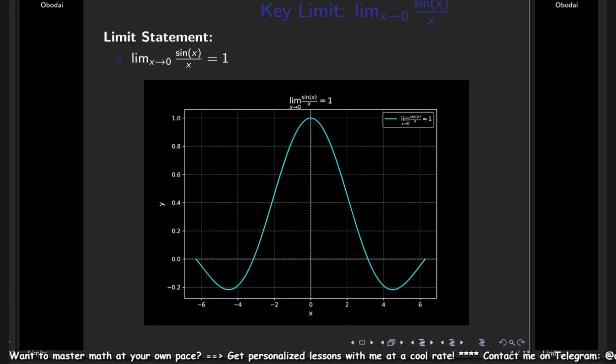In this video we'll be looking at the limits of trigonometric functions. In our previous videos we've looked at the limit of polynomial functions and then the limit of rational functions. Now in this one we are looking at the limit of trigonometric functions.